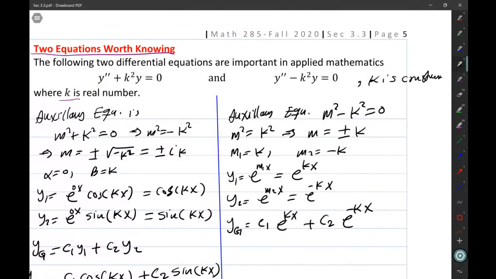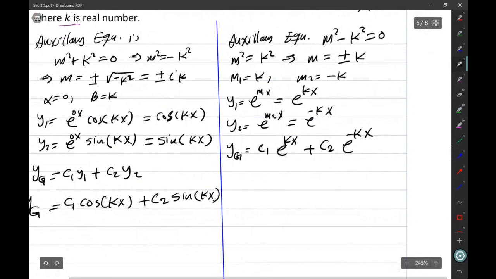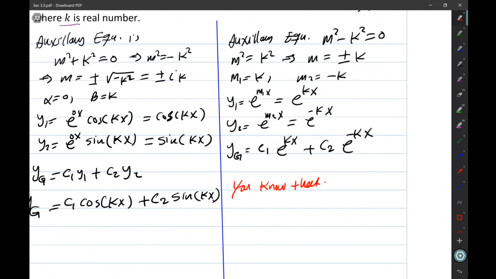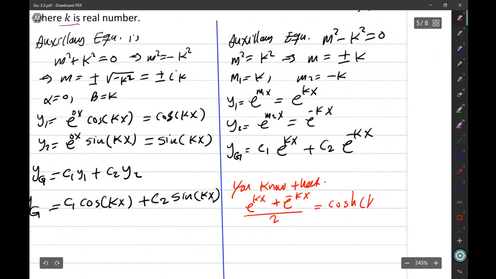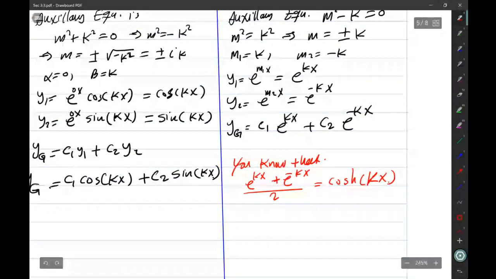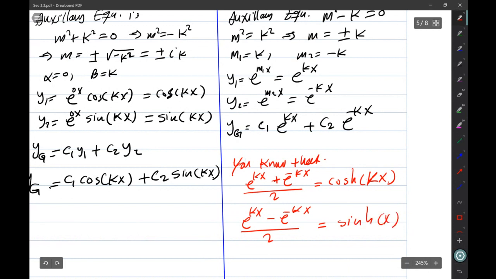Now, do you remember, you know that (e^(kx) + e^(-kx)) divided by 2 is equal to what? Cosh of kx, right? Is that clear? Also, (e^(kx) - e^(-kx)) divided by 2 is equal to sinh kx.